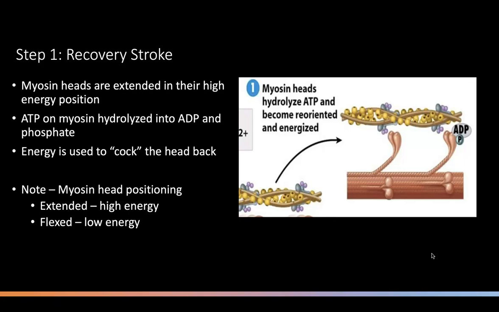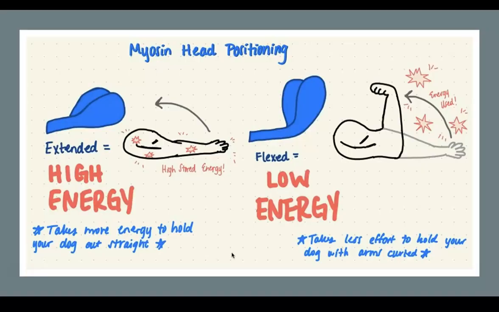As soon as you let go of that slingshot, all that energy is transferred into another source. A note on myosin head positioning: remember, extended is high energy, flexed is low. This was pretty counterintuitive for me when I was taking this course, so I made a graphic to make it a little easier to remember. Here the myosin heads are extended, and that means high energy.